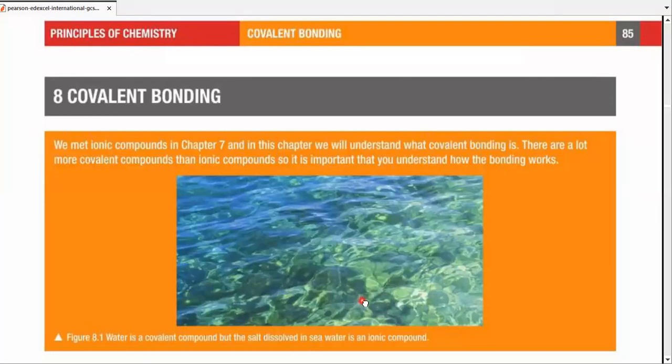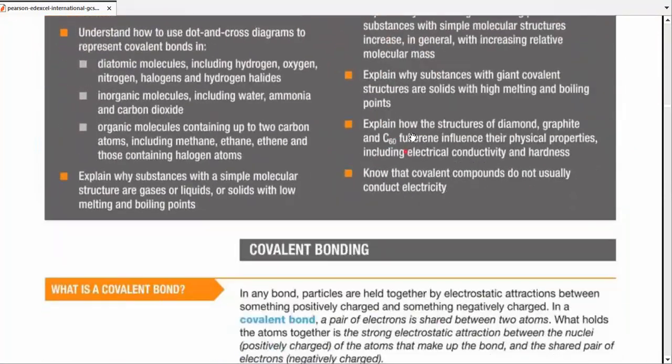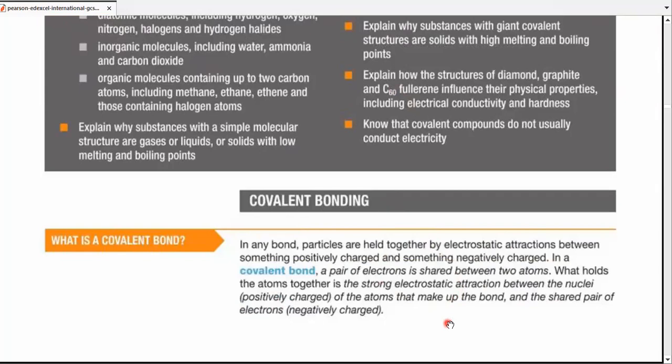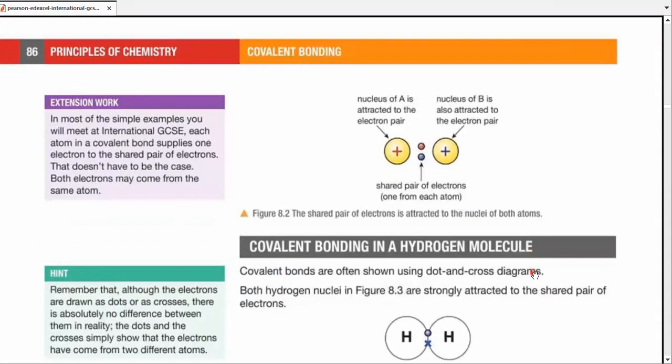Covalent bonding. We discussed ionic bonding in the previous chapter. We're supposed to discuss covalent bonding in this chapter. Covalent bonding is actually a pair of electrons shared between two atoms. Now, what is going to hold that? Because in ionic bonding, we were discussing strong electrostatic forces of positively charged particles with negatively charged particles. Covalent bonding is somewhat different.